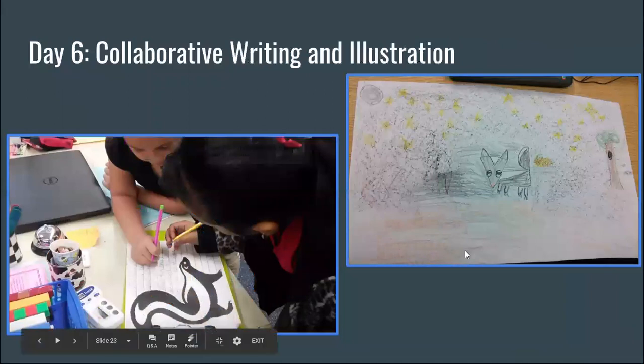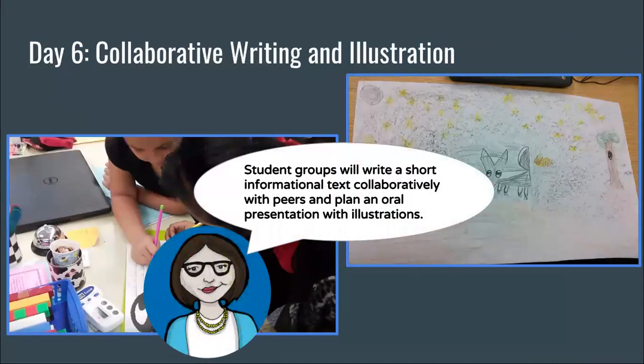The next day, day 6, they continue the collaborative writing, and they move on to the writing and to the illustration. So whatever details they've written in their informational writing that they will be sharing, they have to include those in their picture so that when they make their presentation, their picture connects well. So their goal this day is to write a short informational text collaboratively with peers and plan an oral presentation with illustrations.